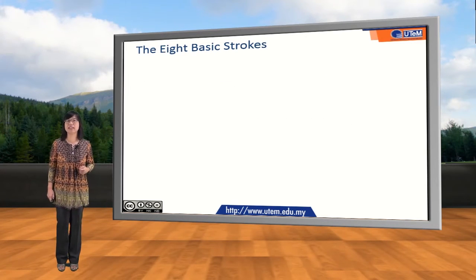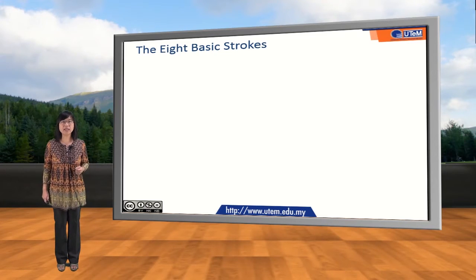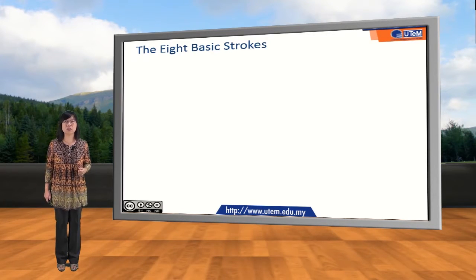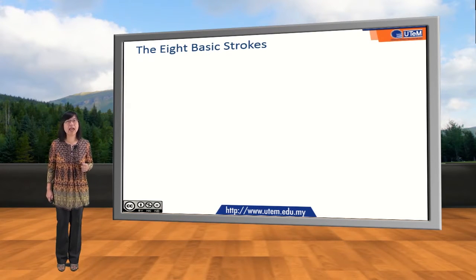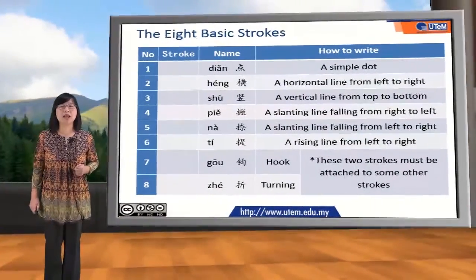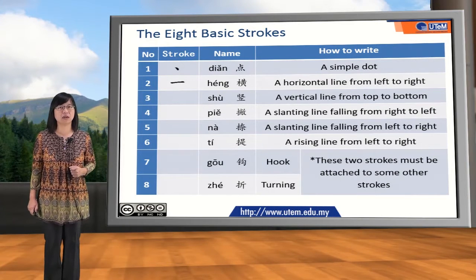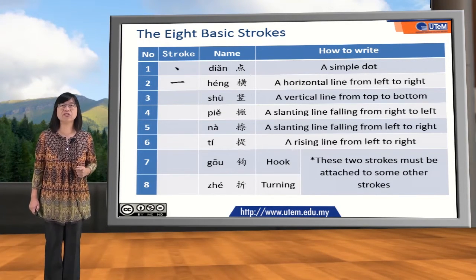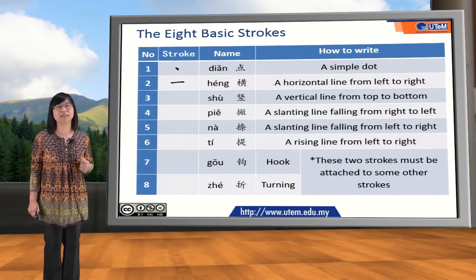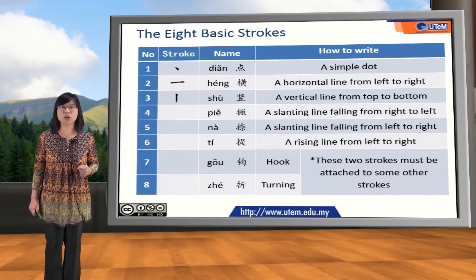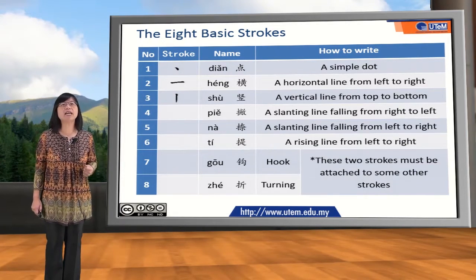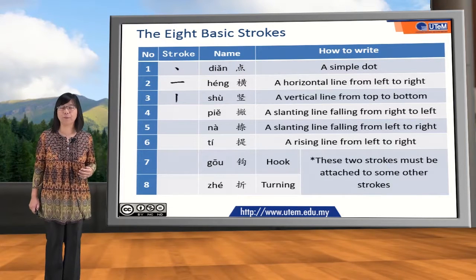In order to write Chinese characters, the first thing you should know is the strokes of Chinese characters and how to call them. There are 8 basic strokes in Chinese characters. Number 1 is 点. It is a simple dot. Number 2 is 横. It is a horizontal line from left to right. Number 3 is 竖. A vertical line from top to bottom.